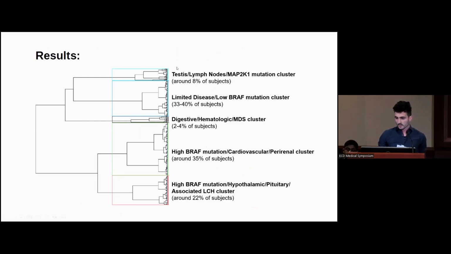And as you can see, there are 2 clusters with a very low number of patients. This one driven by a high frequency of MAP2K1 and lymph nodal and testicular involvement. This one associated with MDS. And other clusters that are bigger, one the limited disease with a low frequency of BRAF mutations, and the 2 with a high frequency of BRAF mutations, one with the cardiovascular perirenal involvement, and one with a high frequency of LCH with hypothalamic and pituitary involvement.